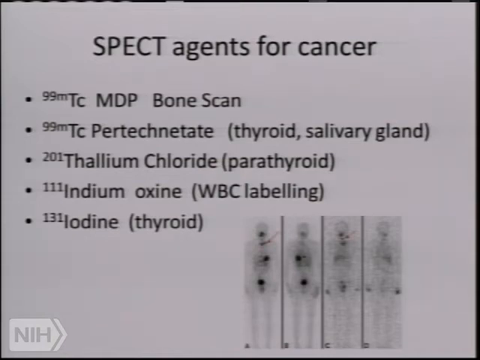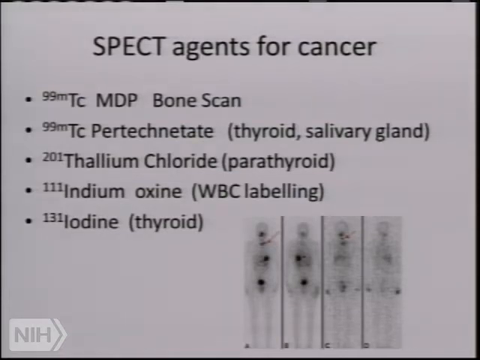So that's not the only agent. There's pertechnetate, which is useful for thyroid and salivary gland tumors, thallium for parathyroid tumors, indiamoxine for white cell labeling, I-131 for thyroid. So it's a very flexible technique depending on what radioisotope you use and what you conjugate it to.